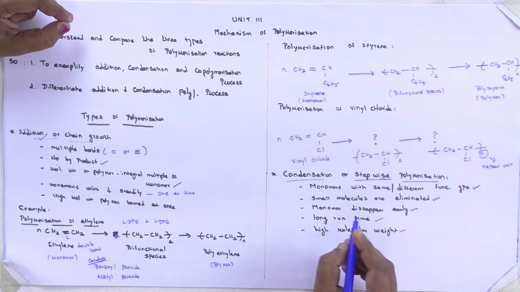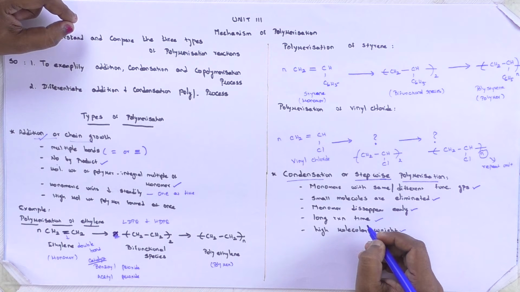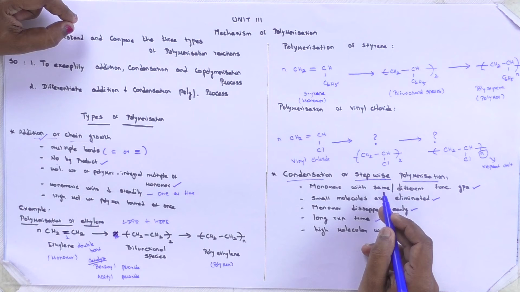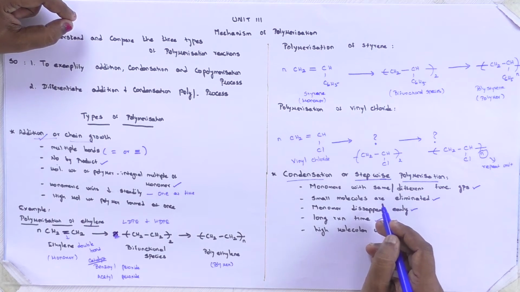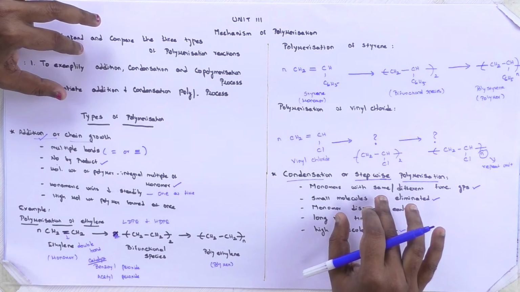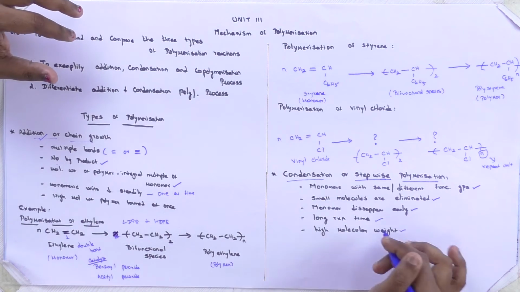So, summing up, the polymerization proceeds by a stepwise reaction between two different reactive functional groups, elimination of small molecules will take place in a stepwise or condensation polymerization reaction, and molecules of varying molecular weight are formed here. So, these are the criteria for a condensation polymerization.